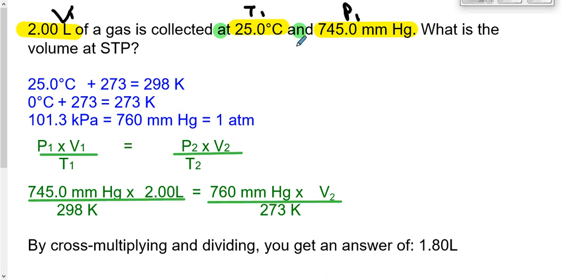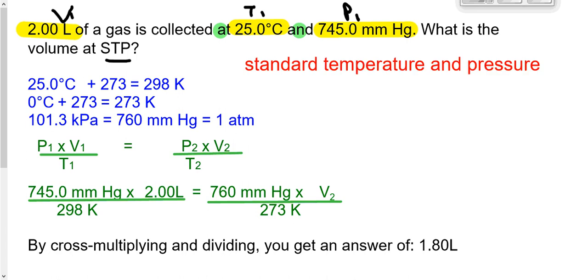The question asks us, what is the volume at STP? Here's a new expression for us. What does STP stand for? STP is shorthand in chemistry, and it stands for standard temperature and pressure. In the gas laws, our standard temperature is defined as being 0 degrees Celsius or 273 kelvins. So here in the chart, we have standard temperature defined as 0 Celsius or 273 kelvins. Standard pressure can come in 3 different units.